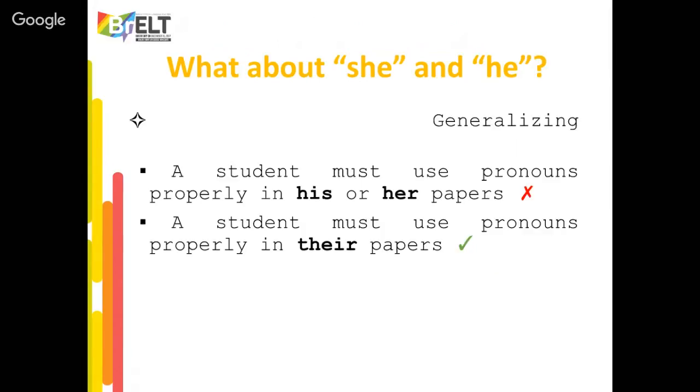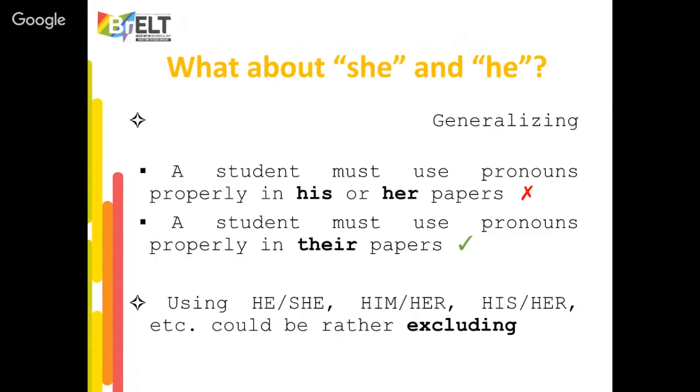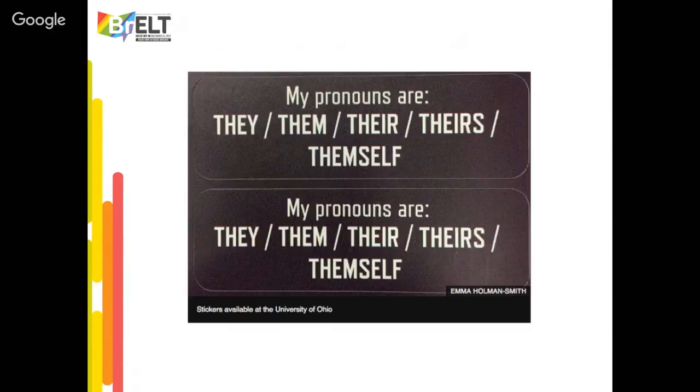So we should use, a student must use pronouns properly in their papers. So they is very welcome, always, okay? Because using he or she, him and her, his or her can be rather excluding, okay? So whenever we're talking about a person and we are not sure about their gender or anything, we should use the pronoun they, okay?